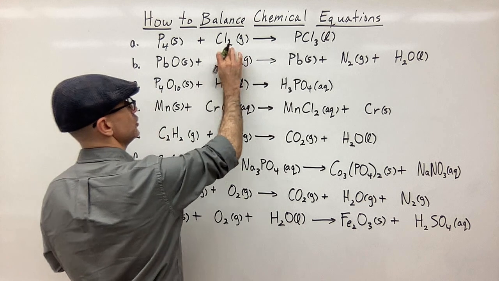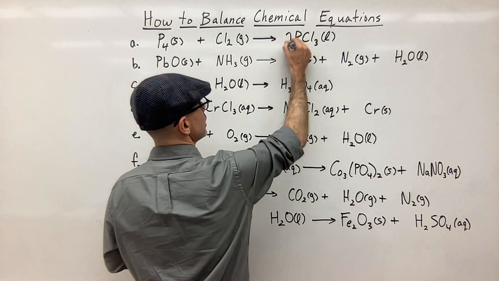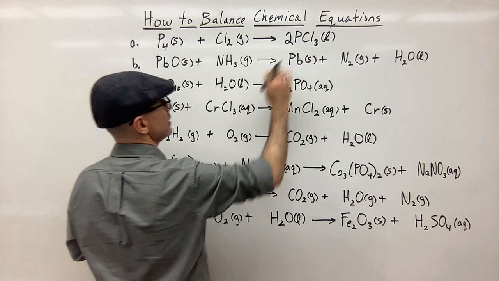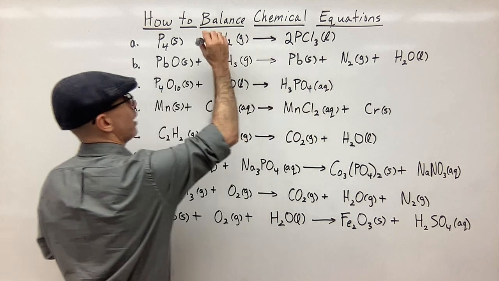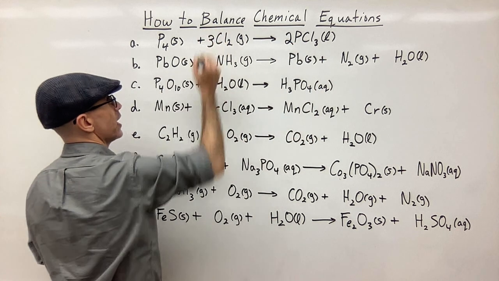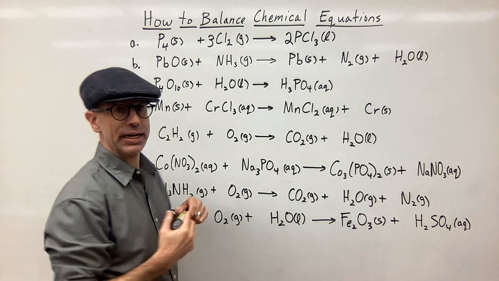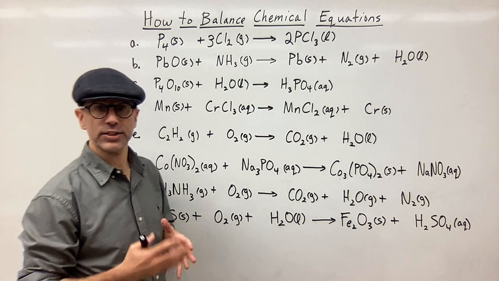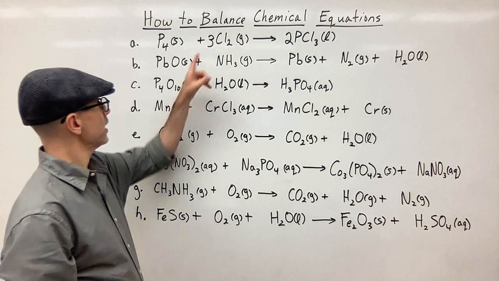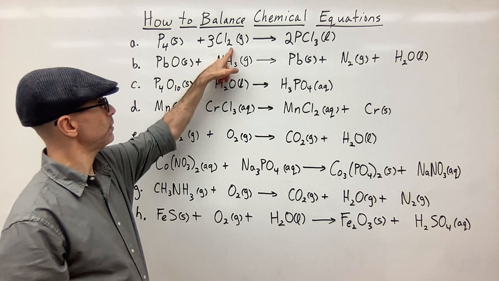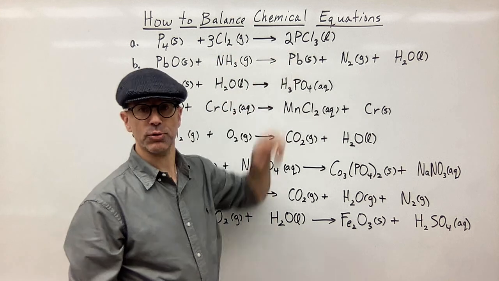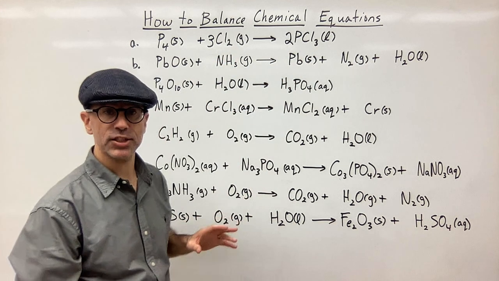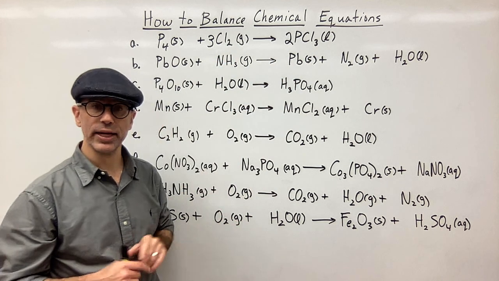So I can take this 2, write it as a coefficient there, and then take this 3 and write it as a coefficient there. That way I'm guaranteed that the chlorines are going to be balanced because here I have 3 times 2, and here I have 2 times 3, which is 6. They're both 6, so now I've balanced the chlorines.